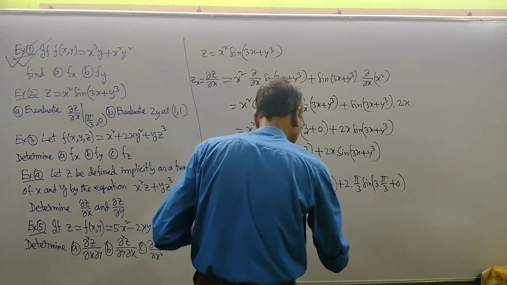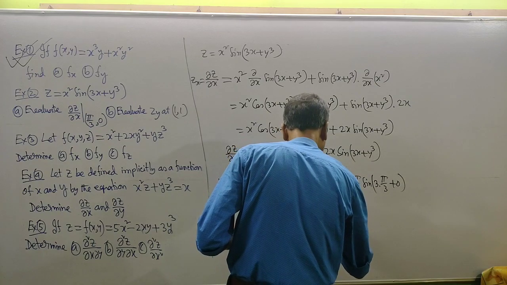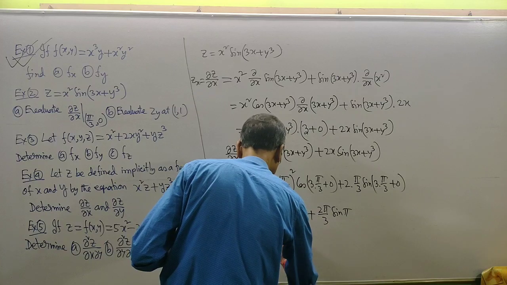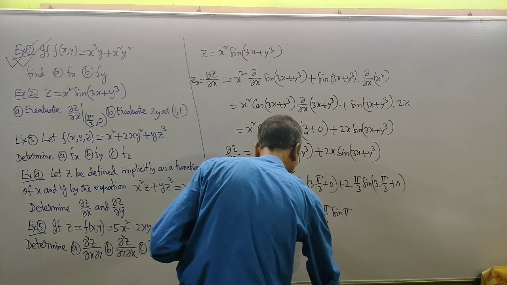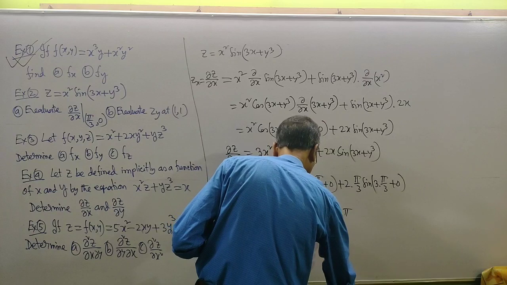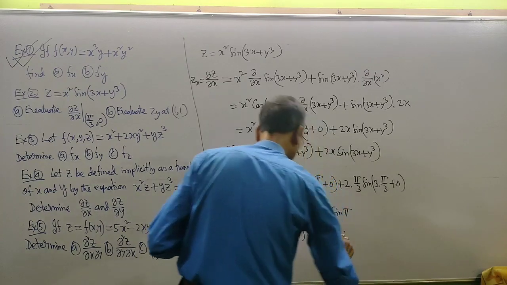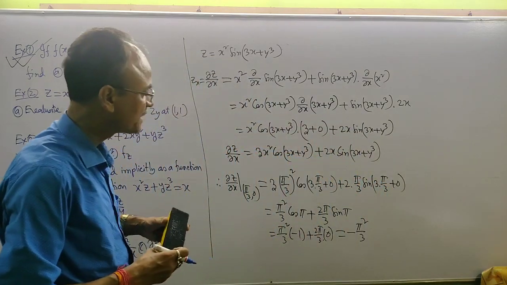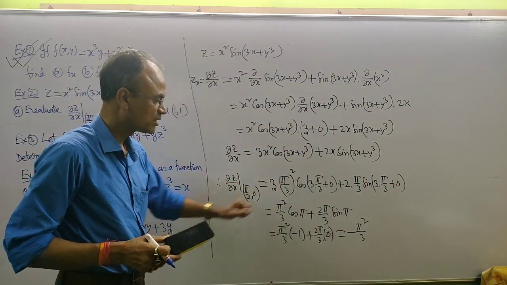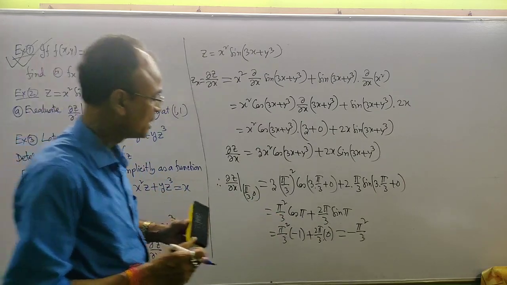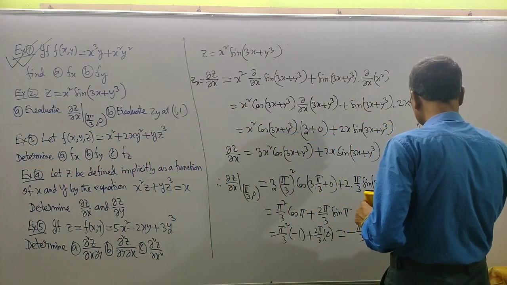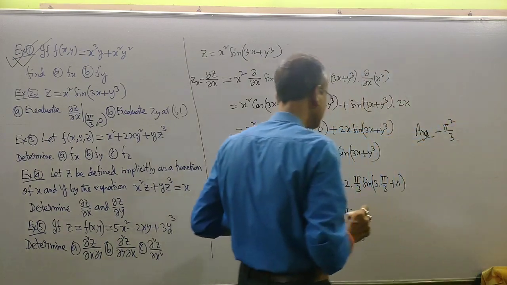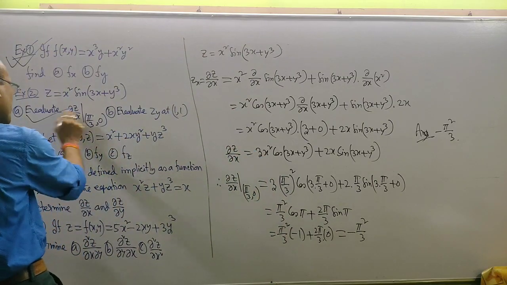cos pi plus twice pi by 3 sine pi. The value of cos pi is minus 1 and the value of sine pi is 0. This is equal to minus pi square by 3. Minus pi square divided by 3. Therefore, the answer is minus pi square by 3. We have done this one, number A.